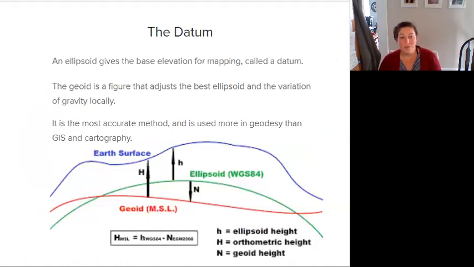So the datum is this ellipsoid that gives the base elevation for mapping. The geoid is the figure that adjusts the best ellipsoid and variation of gravity locally. It's the most accurate method, but it's used more in geodesy than in GIS. The datum is the reference point or surface against which position measurements are made.